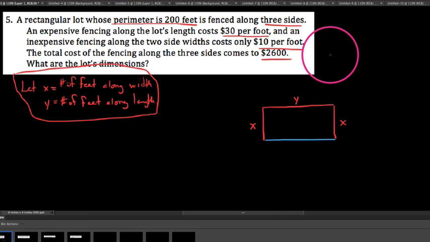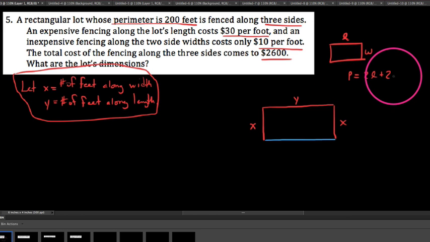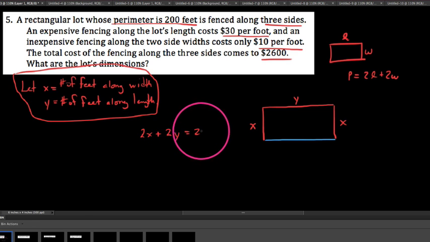With respect to the perimeter of a rectangle, recall that if we call this the width and this the length, that's an L, then the perimeter is twice the length plus twice the width. Since the perimeter is 200 feet, it must be true that 2 times x plus 2 times y equals 200. The weird thing is that it's only fenced along three sides. Even so, you still have 2x plus 2y being the perimeter. That's 200 right there.